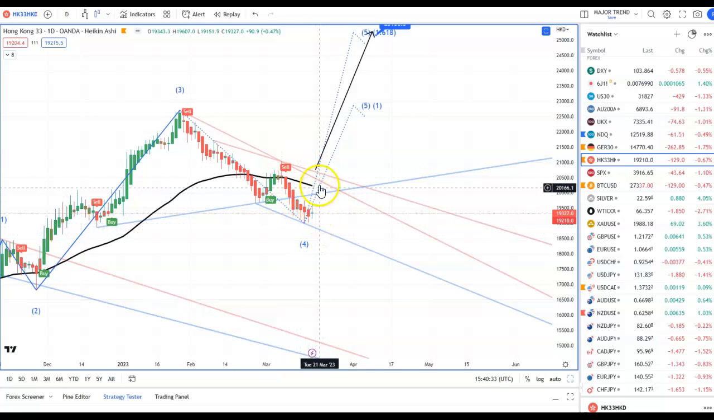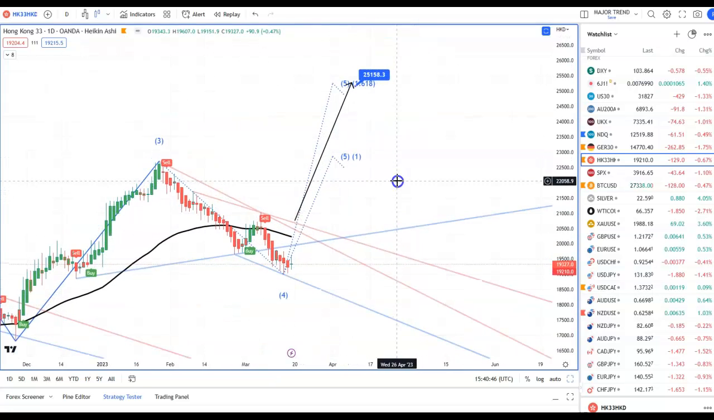But I need to see this price move above the 50-day moving average. I'm not buying it until it does. Part of the discipline, part of the patience. But at the same time, I need it to break these descending trend lines as well. As soon as it does, then we'll be heading for 25,158.